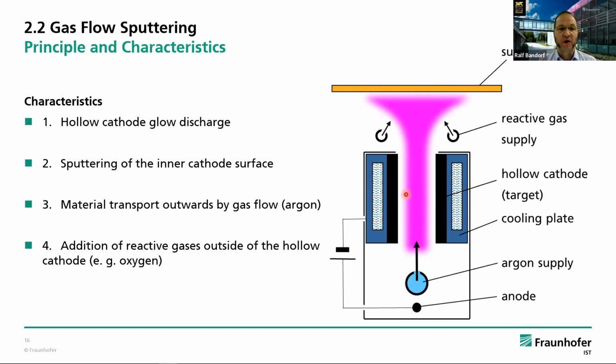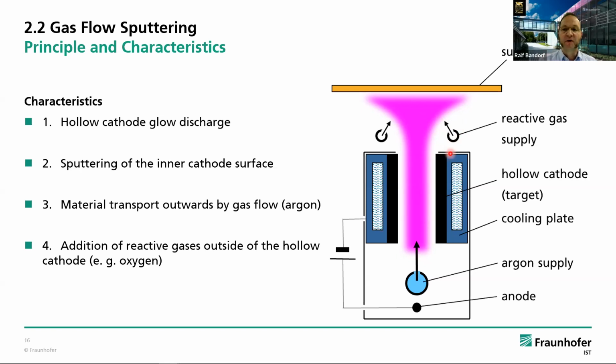So we utilize the hollow cathode glow discharge. We are sputtering within the inner area of the cathode surface. And similar to the diode, we have an almost full face erosion of our target. So we have a high utilization of our target, and we propagate and move out the material by the gas flow, the flux itself from the argon.